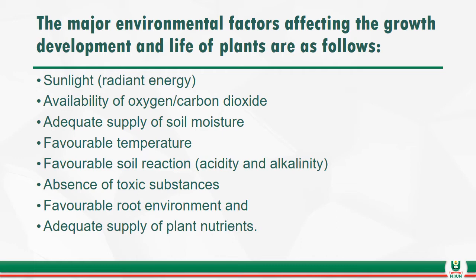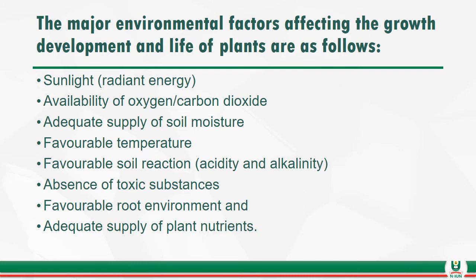Then absence of toxic substances. There are some toxic substances that when they are present in the soil, they may inhibit the growth of plants. And so when these toxic substances are absent, the soil will be able to support the growth of plants. So also favorable root environment. When the root environments are favorable, then the roots will be able to take up the nutrients that are in contact with those roots, and therefore they are made available for growth of the plant.